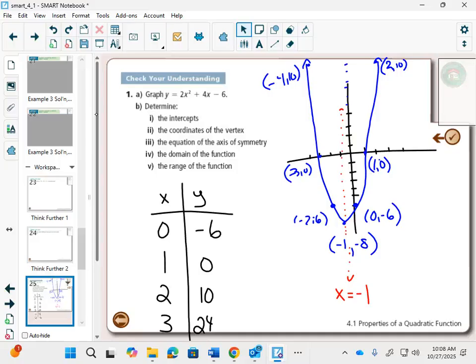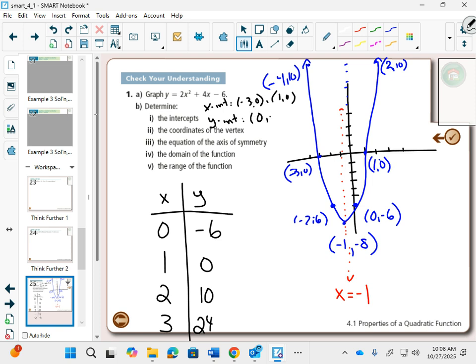we've sketched the graph. Now, could you tell me what the intercepts are? Okay. Well, you have two different kinds of intercepts. You have x-intercepts. They happened at -3, 0 and 1, 0. And you have y-intercepts. Well, you only have one of those at 0, -6. So intercepts are x-intercepts and y-intercepts.